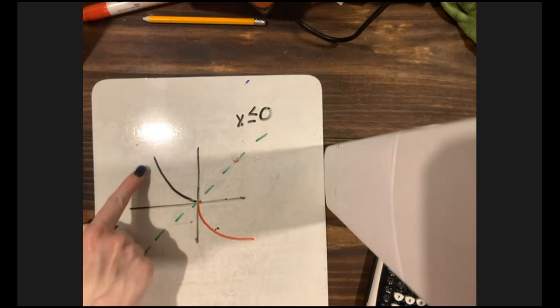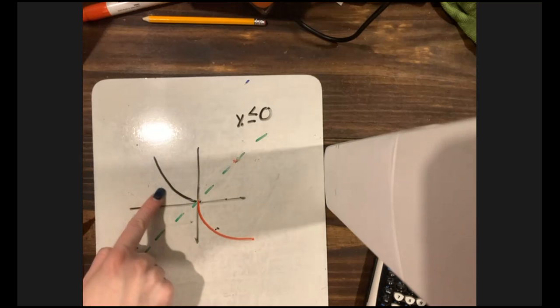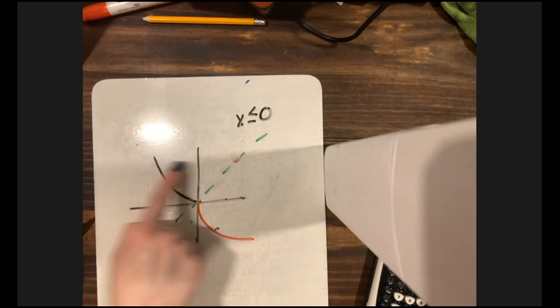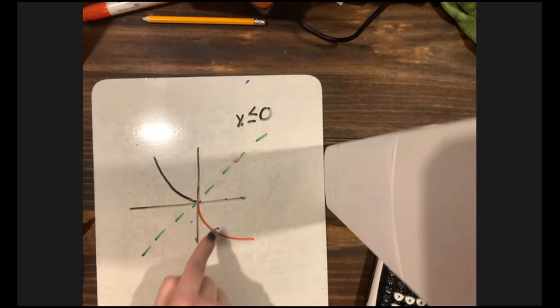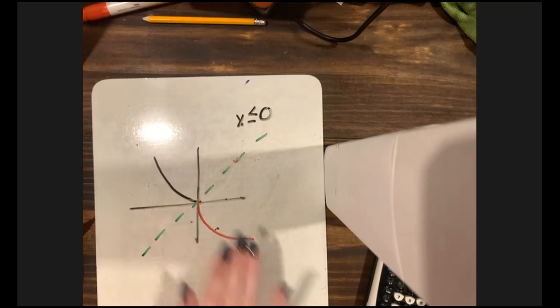So now what we've created is a function. It also passes our horizontal line test, which means its inverse is going to pass the vertical test. So now we have a function with an inverse that is also a function. And that is something that we do like to have.